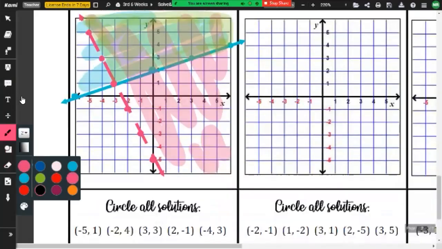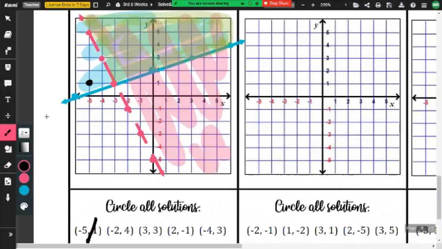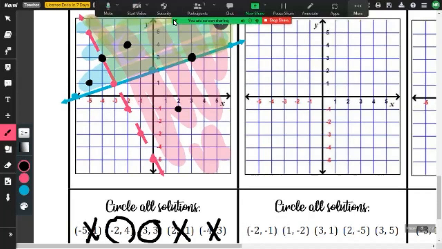Now, as usual, we're going to check these points to make sure that they are part of our solution. So -5, +1. It's in the shaded, but not in the double shaded. -2, +4, right there in the middle. So yes. 3, 3. It's in the green or at the edge of the green on a solid line. So yes. +2, -1. It's just in one of the shaded areas, not in the double. And -4, +3. Right here, it's in the green area at the edge, but it's on a dotted line, so that cannot be a solution. We'll do the other 3 examples in class and see you then.